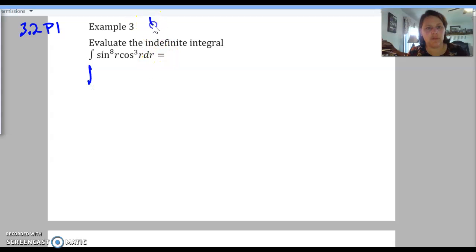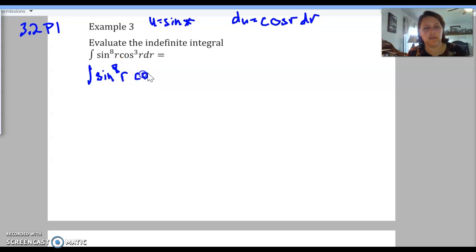We know that if we make u equal sine of r, then our du would equal cosine r dr. So that looks doable to me. So let's rewrite. We've got sine to the 8th r. Then if we peel one off, we would have cosine squared r, which is okay because we can rewrite cosine squared r in terms of sine squared. And then we peeled off one cosine r dr. So let's say this cosine r dr is going to be our du.